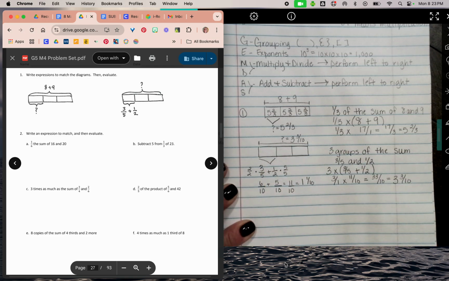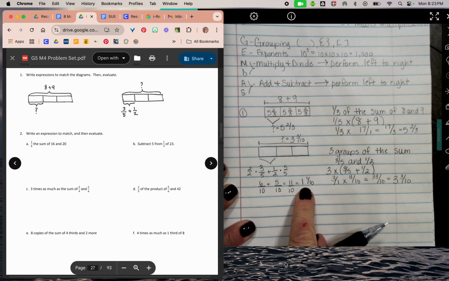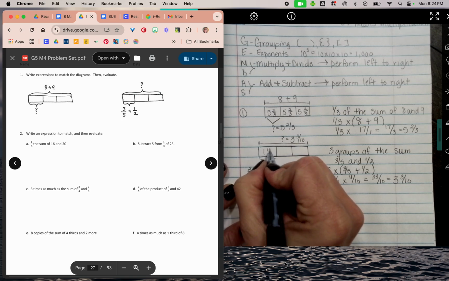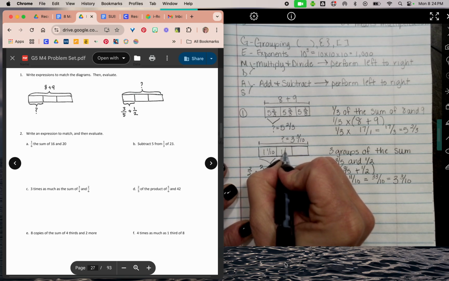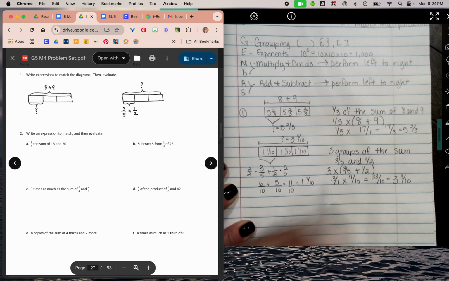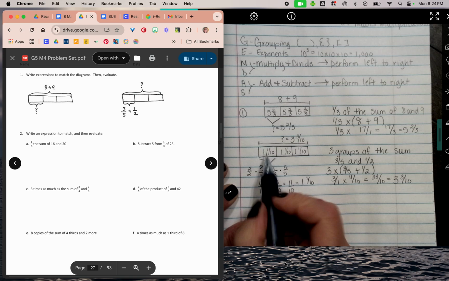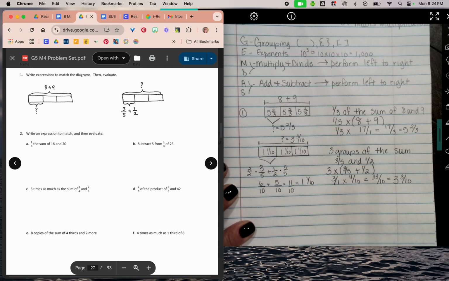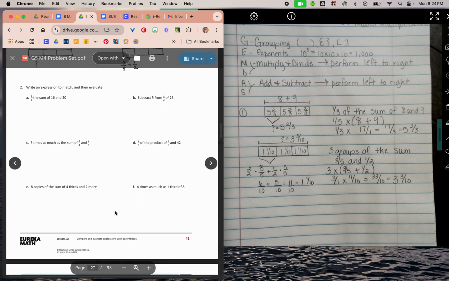And we can again check our answer because we said each third was going to equal 1 and 1/10. So if we look there at 1 and 1/10, we can see we have 1, 2, 3 wholes plus 1, 2, 3 tenths. So 3 and 3 tenths is confirmed as our final answer. All right, so that wraps up number 1. Let's go down and let's take a look at problem 2.